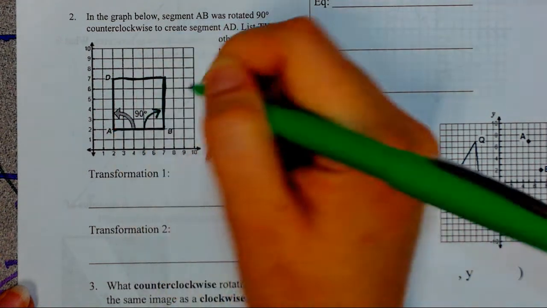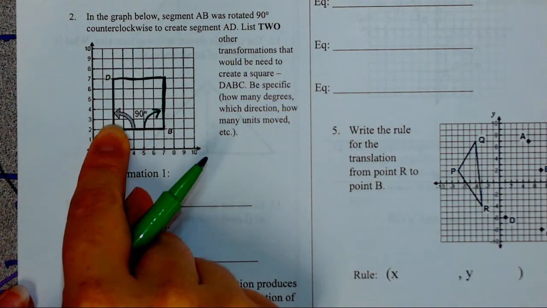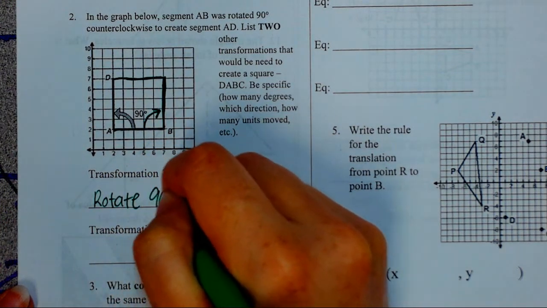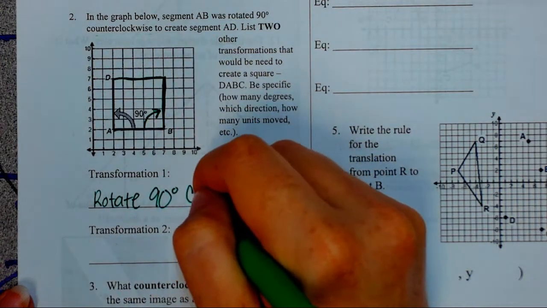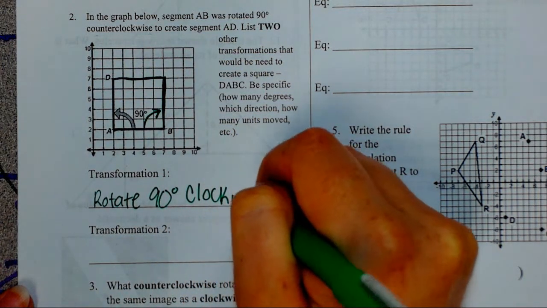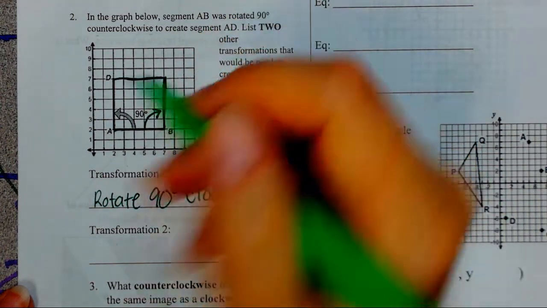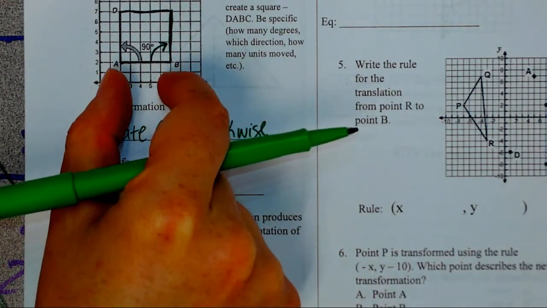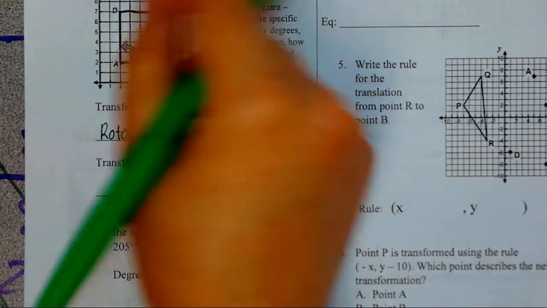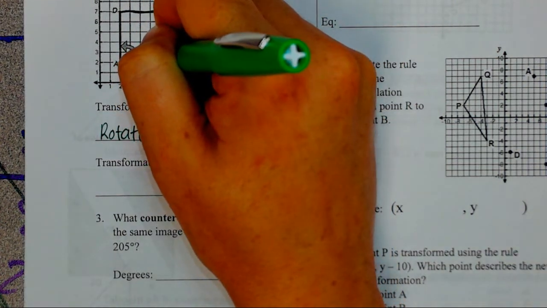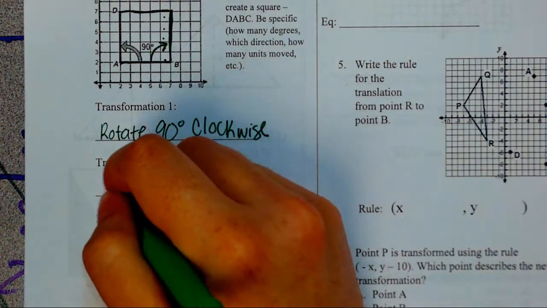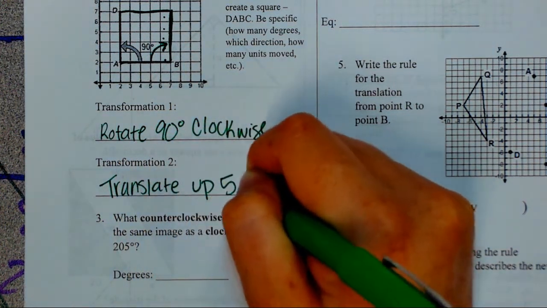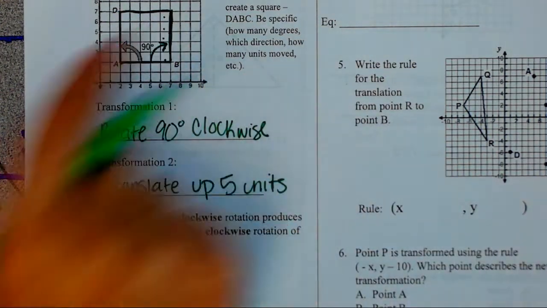So the first transformation, if it rotates 90 to make this line, then we could rotate 90 in the other direction. So this went counterclockwise. Let's rotate clockwise to make this segment. And then for the top one, if we took this and moved it up, then that would create this top bar. So if we translate this up 1, 2, 3, 4, 5, up 5 units. Okay, that would create the top of the square.